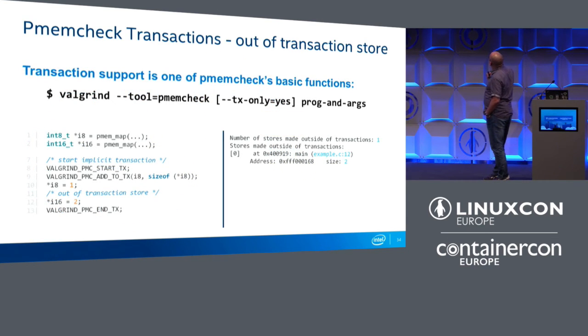Yeah, here we have some examples of that. We start the transaction, we are adding this piece of memory, we are registering that we are going to modify it, and we do. And we also do the modification of some other location that was not explicitly added to the transaction. And Pmemcheck reports that there were some stores made outside of a transaction.